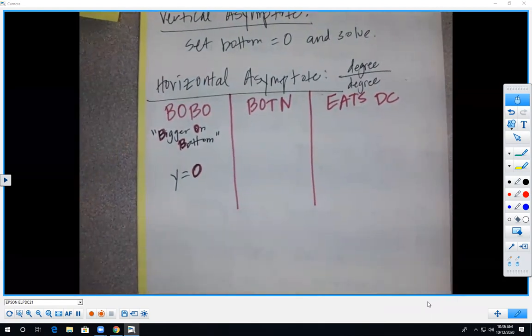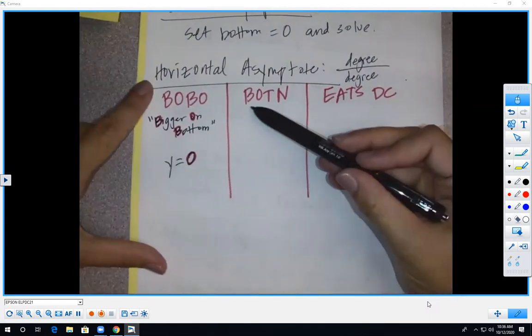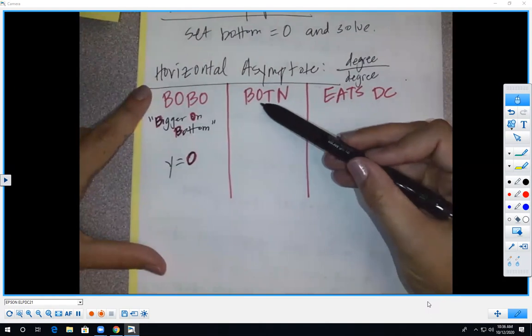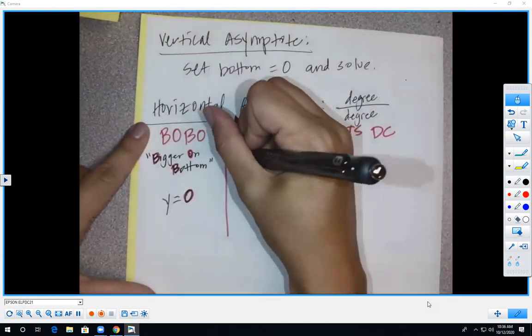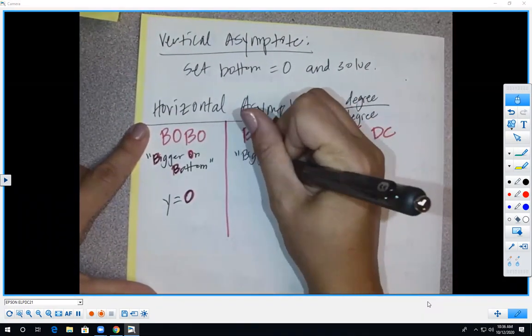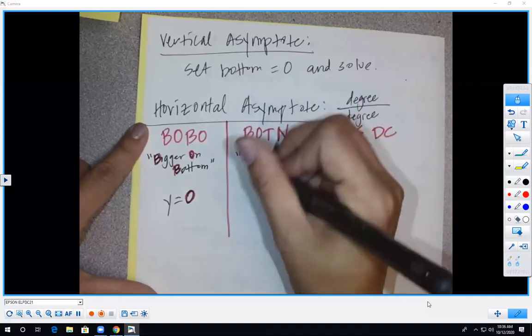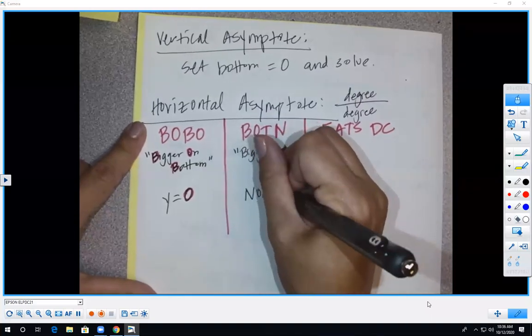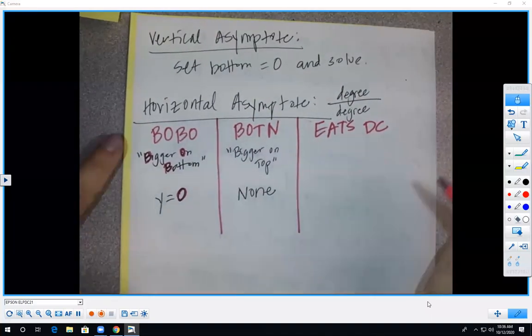The next part, what do you think this means? Bigger on top. B-O-T is bigger on top. And the N stands for none. There is not a horizontal asymptote.